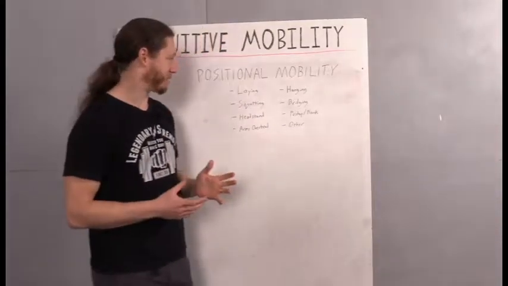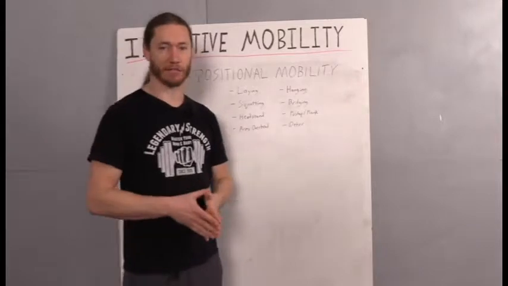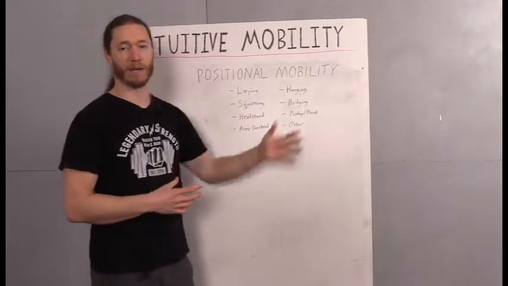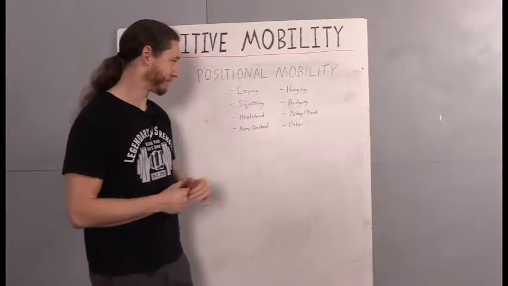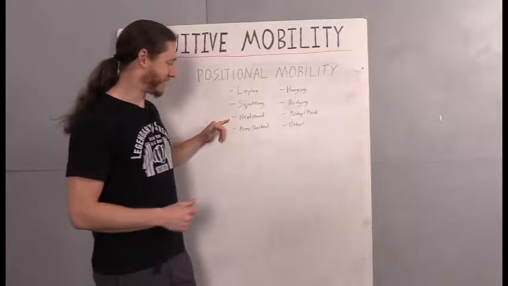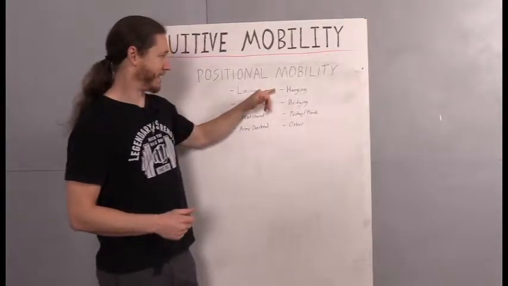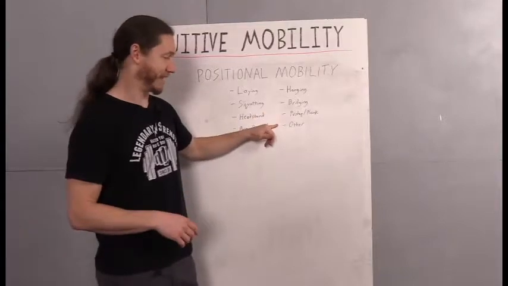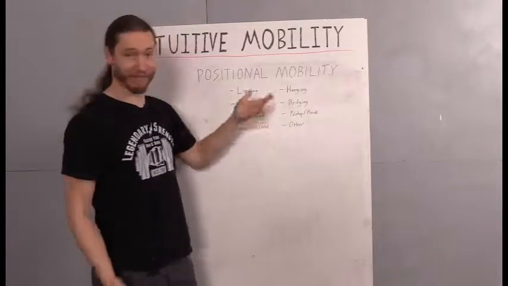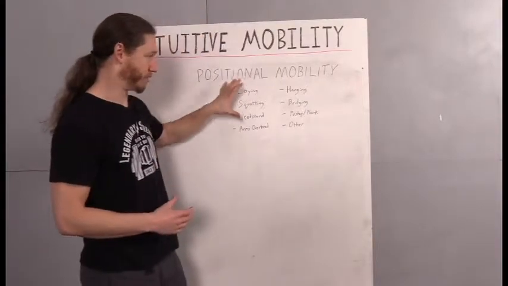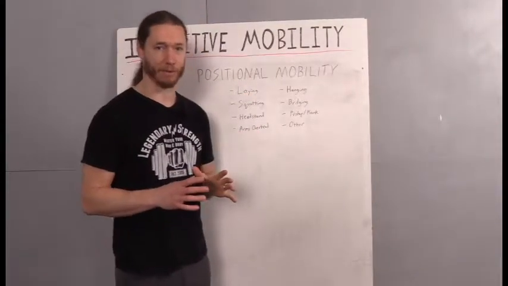This can happen in a couple different ways, and what you'll see throughout this module is taking these ideas of mobility and doing them in a bunch of different positions. We have the laying position, squatting position, headstand position, arms overhead, hanging, bridging, push-up or plank, and then other, because obviously those 7 don't cover all the possible positions you're in. But I just want to do enough of these here to give you an example.